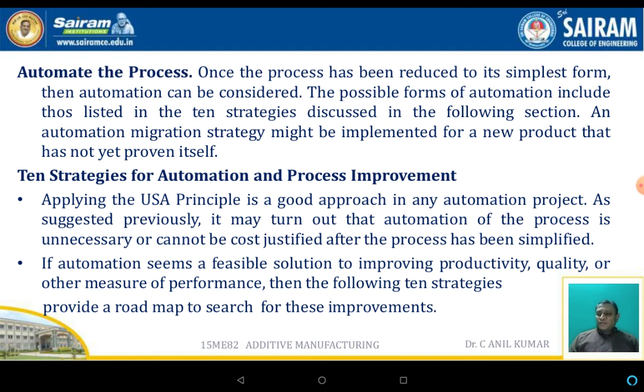Implementation of the USA principle is a good approach in any automation project. As suggested previously, it may turn out that automation of the process is unnecessary or cannot be cost justified after the process has been simplified. If automation seems to be a feasible solution for improving productivity, quality, or other performance measures, the following 10 strategies can be followed as a road map for improvement.